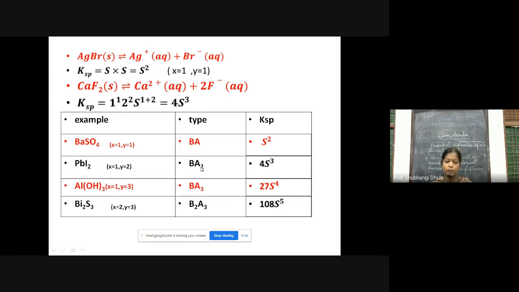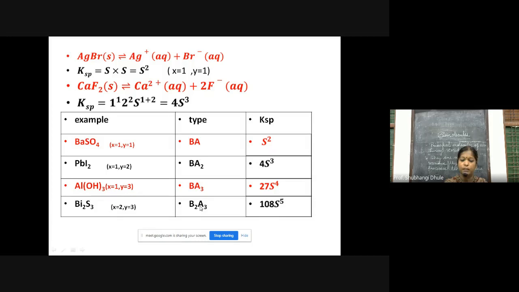With 2 cations and 1 anion, the formula becomes A2B. Now in the case of Bi2S3, the number of cations is 2 and the number of anions is 3. Sulfide is S3, Bi2 is 2 plus, so the type becomes A2B3. Cation is 2, anion is 3.